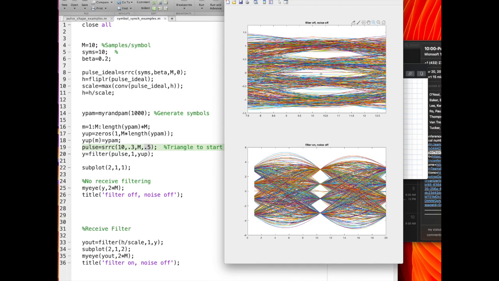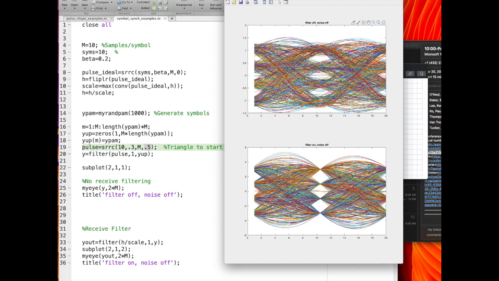Okay, so here's a point I want you to remember for multiple choice quizzes and final exams. You can start with a pulse that's not Nyquist. Right? This pulse shape is not Nyquist. At the optimal sampling time, there's intersymbol interference. It is not a Nyquist pulse.